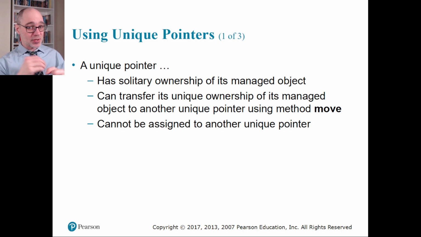You cannot just assign it. So if I have unique pointer number 1 and unique pointer number 2, and I try to do pointer number 1 equals pointer number 2, compiler error. Won't permit that, right? The only thing you can do is use move, because once you give it to another pointer, this pointer doesn't have it anymore. So that's how that works.